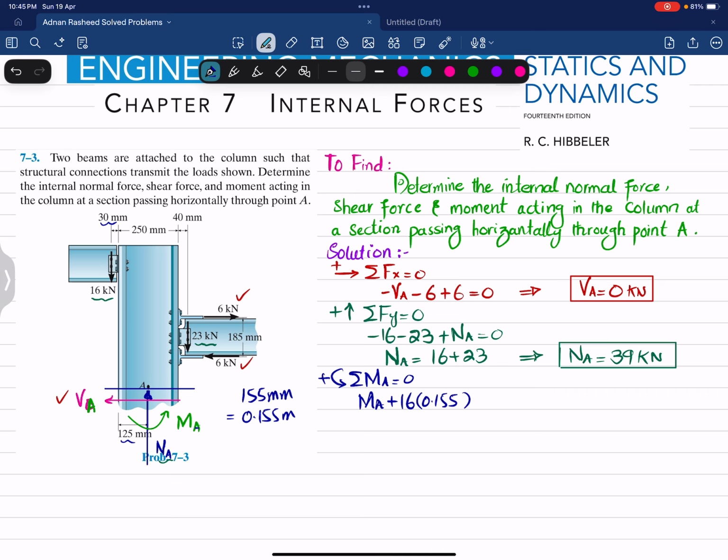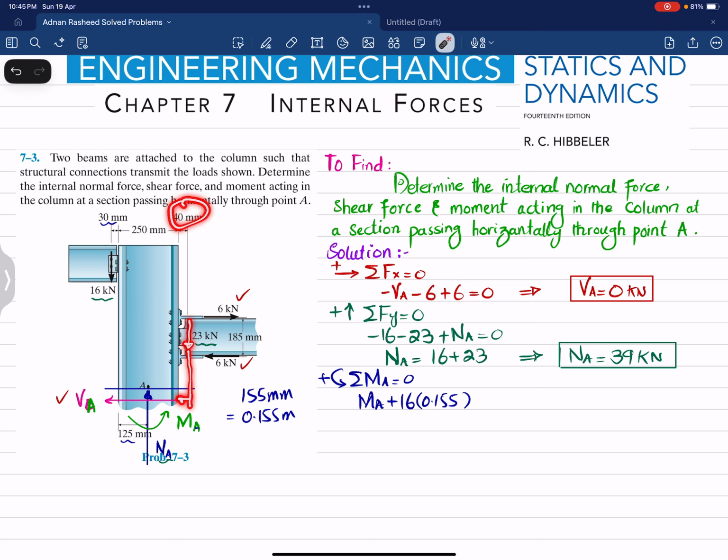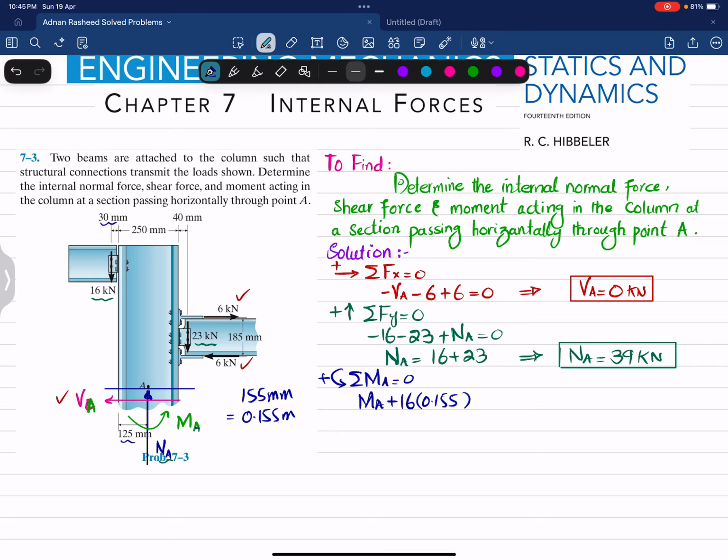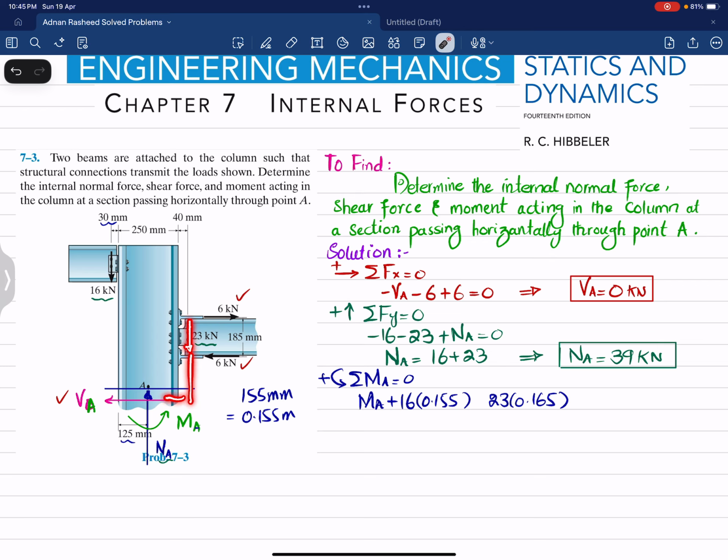Now the next moment is due to this 23 kilonewton load, and the perpendicular distance is this one, which is 40 plus 125, that is 165, and 165 millimeter is 0.165 meter. So I will write 23 multiplied by 0.165 meter. And you can see that this load times the perpendicular distance is producing a clockwise moment about point A, so it will be negative.